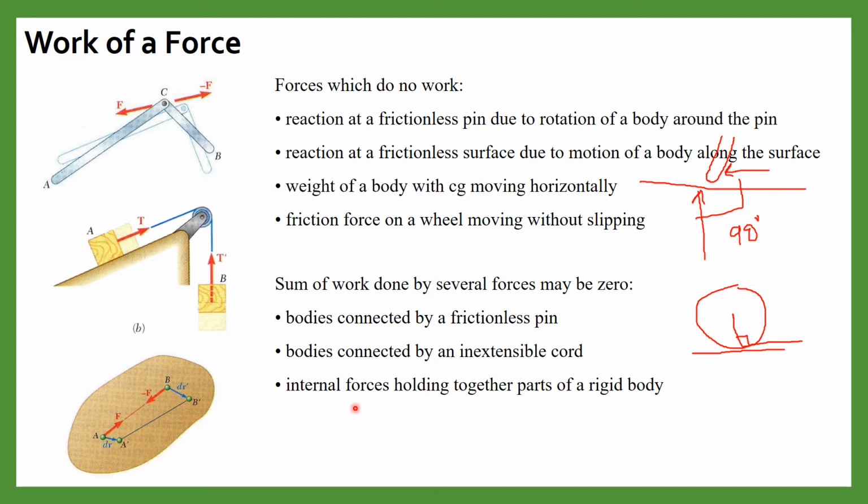Similarly, the third case is internal forces holding together parts of a rigid body. Suppose this is the rigid body and these are the two points A and B, and we have forces F and minus F. These are the internal forces. Again, from the outside, there is no force. So in this case also, the work of these internal forces will be 0.